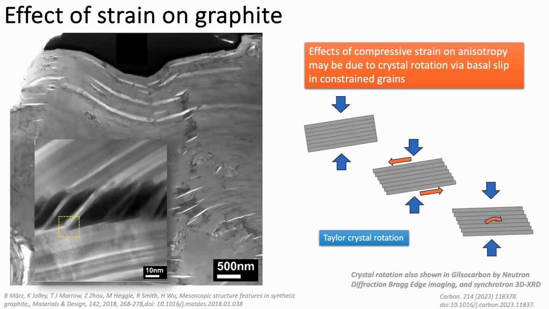And then what's happening? Well, we think it's something as simple as Taylor crystal rotation. Graphite has very, very easy basal shear. We have a very textured microstructure, but again, we have constraint of the crystallites with each other, so it'll tend to rotate. So we get this gradual rotation because of the strain we're applying.